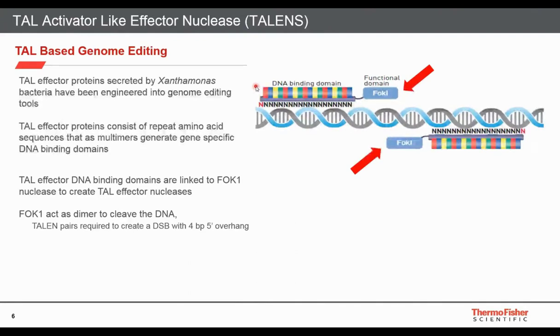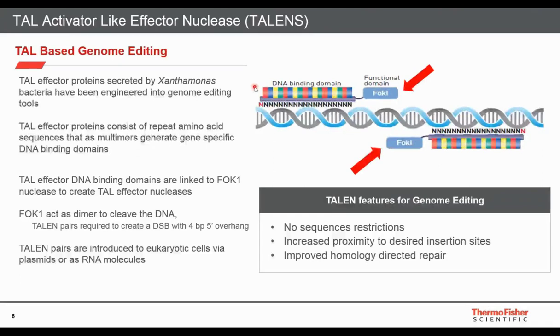TALENs will use TALs as pairs, and therefore you will have a right-hand and a left-hand TAL, and in combination with their 2 FokI nucleases will cause a double-stranded break, which will leave 4 base pair 5' overhangs after cleaving. And TALEN pairs can be introduced into eukaryotic cells as either plasmids, or more recently, we've developed a means to make these as RNA molecules and provide those as the delivered material into cells.